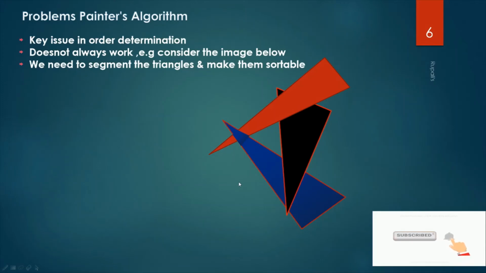Now, some problems with Painter's algorithm. There is one problem with Painter's algorithm. Here, the key issue is the order of determination. Means, in the case of Painter's algorithm, it does not always work if we consider this image here. Here, which polygon is the furthest and which one is the nearest, we can't determine. In that case, we need to segment the triangle and make them sortable. So, this is the problem with Painter's algorithm.